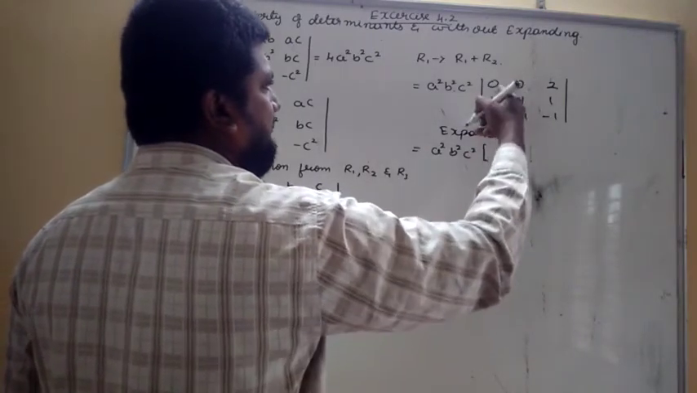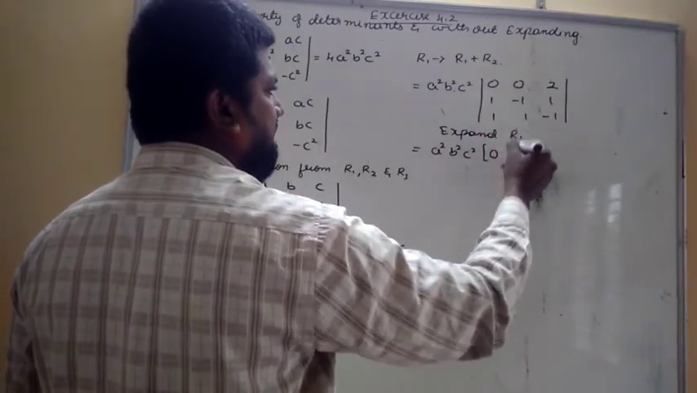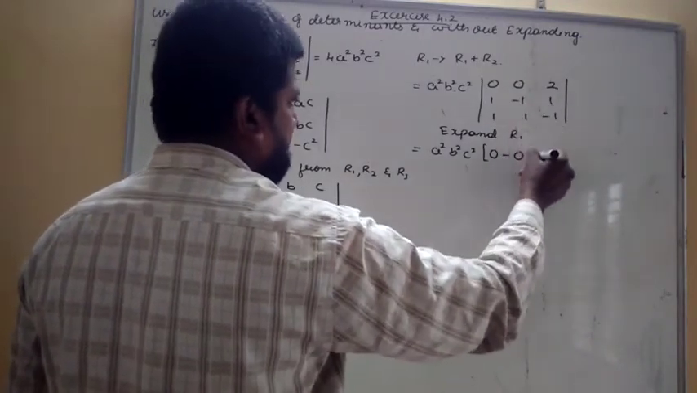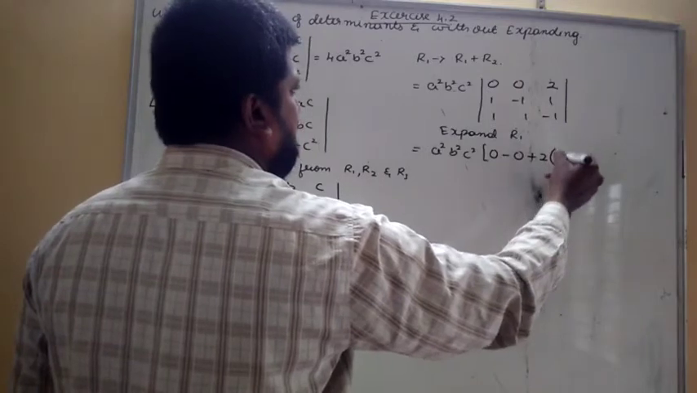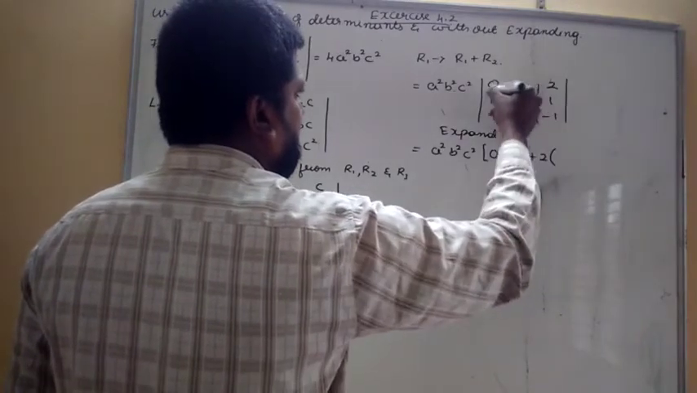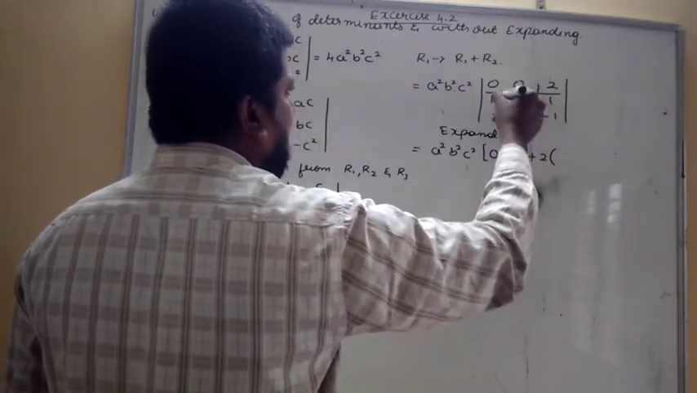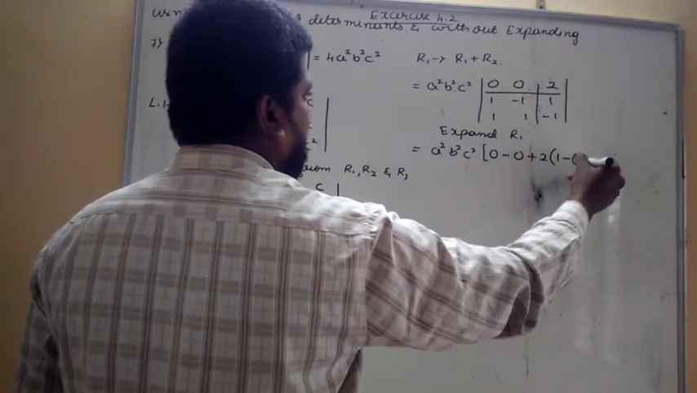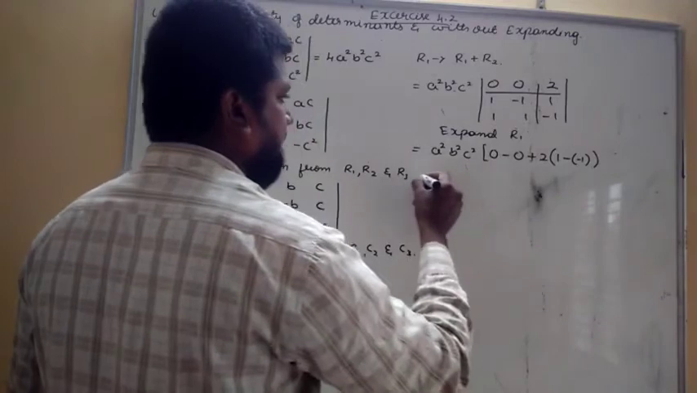So 0 in the first element, 0 means all the elements are 0, minus next element is also 0, and it is also 0, third element is 2. Then third element is 2 means we have to leave this one. We have to find the value of this determinant. Then 1 into 1 is 1, 1 minus of minus 1 again here.